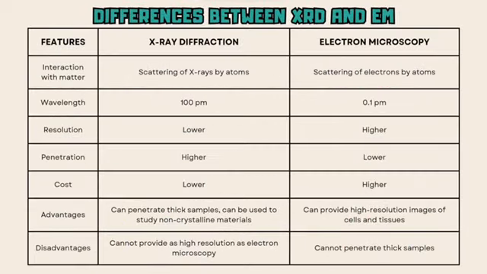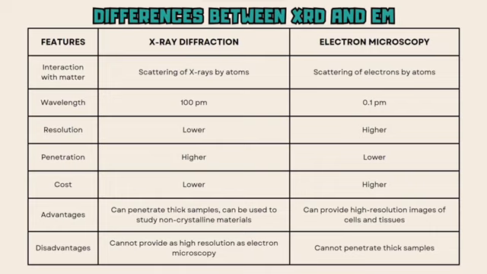Now that you have known about X-ray diffraction and electron microscope, we can now compare and find the differences between XRD and EM. The interaction with matter for X-ray diffraction is that the X-ray beams are diffracted by atoms into different directions, whereas for electron microscopy, the electrons are interfered by the atoms.